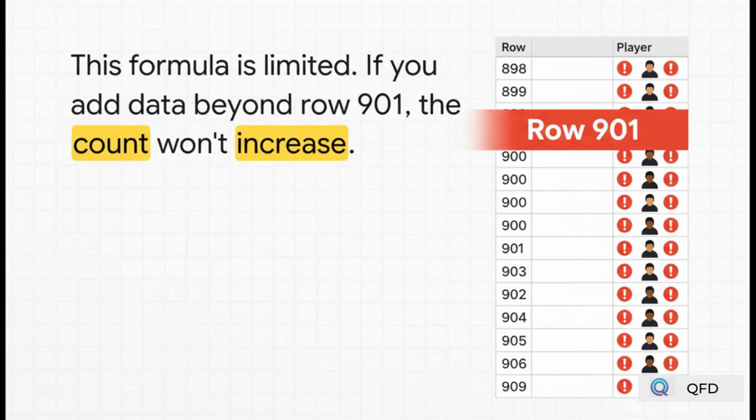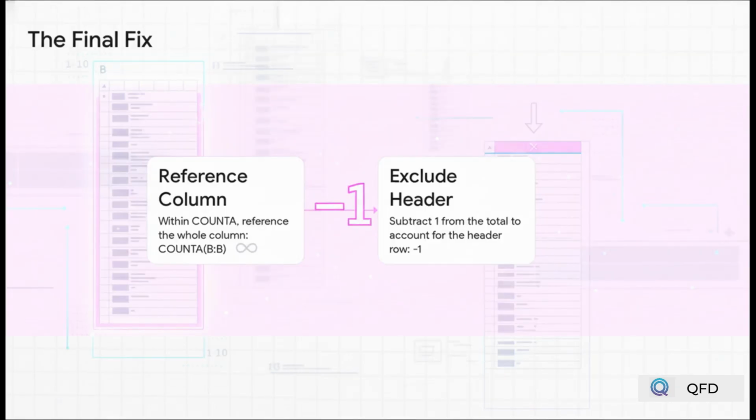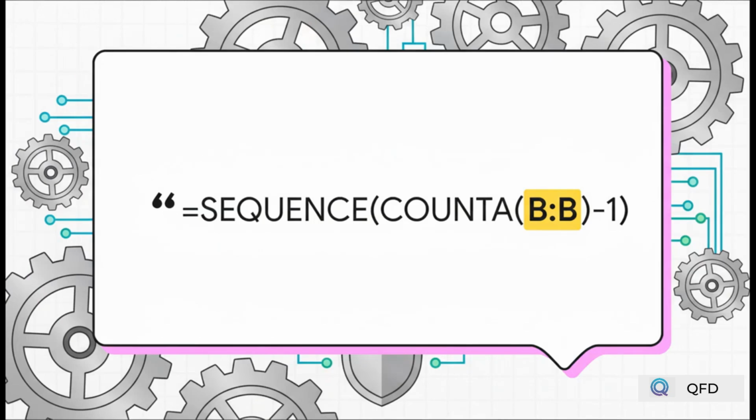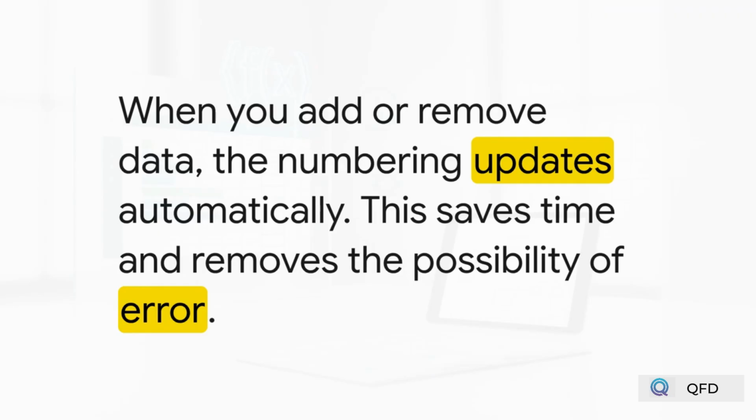We can do better. Let's make it work no matter how long your list gets. We just tell counta to look at the entire column B, then subtract 1 for the header. And there it is. That's the formula. Now it's totally future-proof.